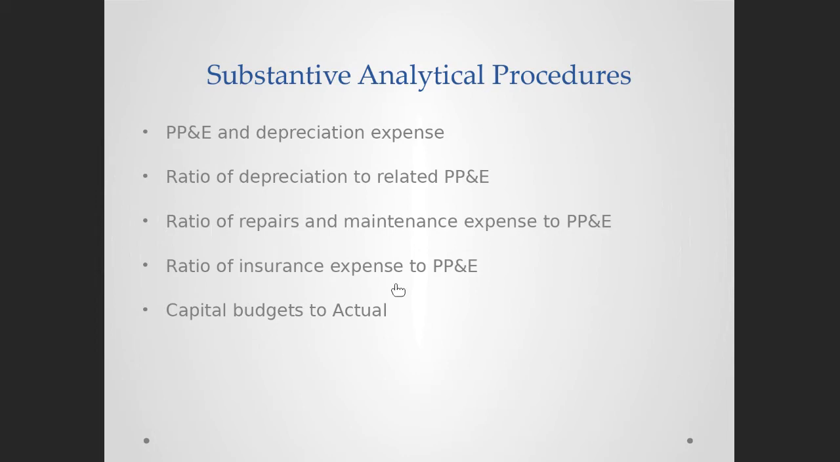Same holds true for insurance expense. Again, looking at the ratio to property, plant, and equipment. Usually property, plant, and equipment are insured by most companies. So you want to see last year and the industry average to make sure that it is in line, it is reasonable. And the last thing to look at is capital budgets to actual. So whatever they budgeted that they're going to spend for buying new assets, and then what they actually did. If they're close, things are most likely working well. If they are very different, that doesn't necessarily tell you that there is something wrong, but there is a question mark.